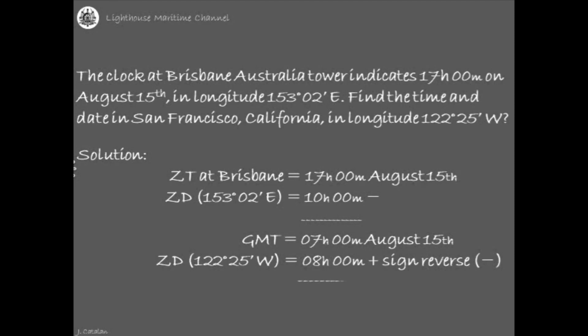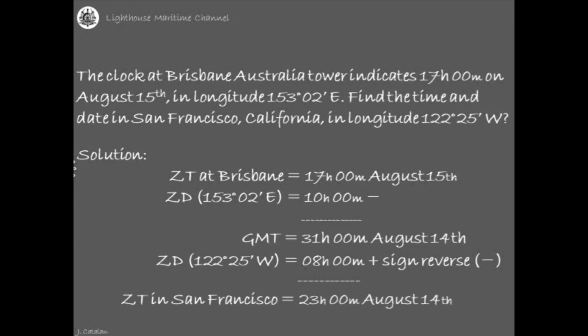7 hours and 0 minute, dated August 15. Subtracted by 8 hours and 0 minute cannot be done. So we will borrow 1 day. The time will become 31 hours, and the date will become 14. The result is the zone time in San Francisco, which is equal to 23 hours and 0 minute, dated August 14.